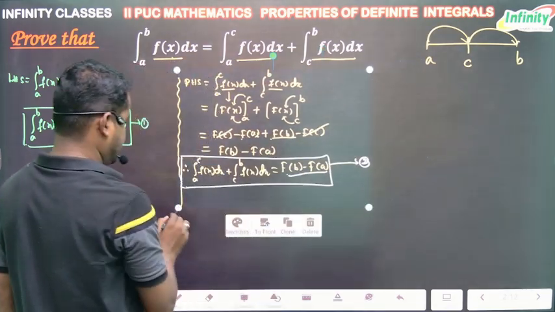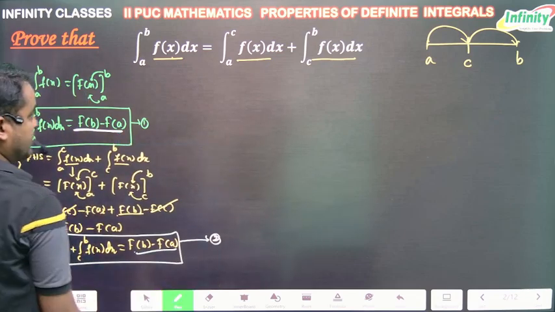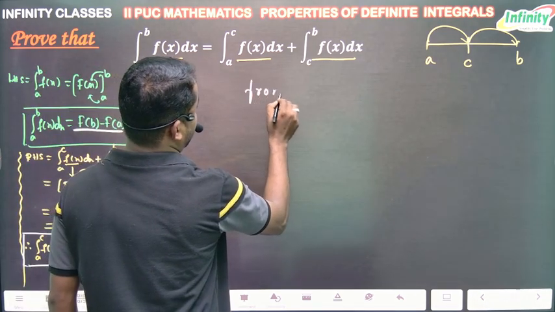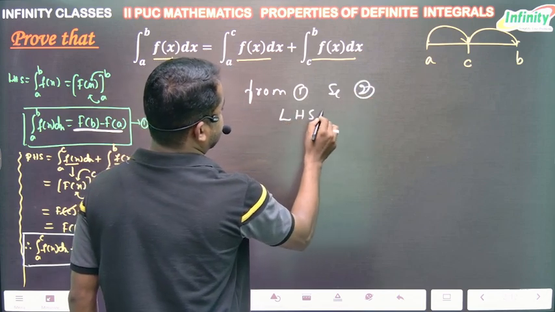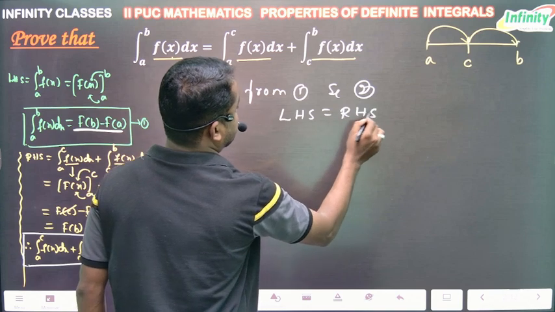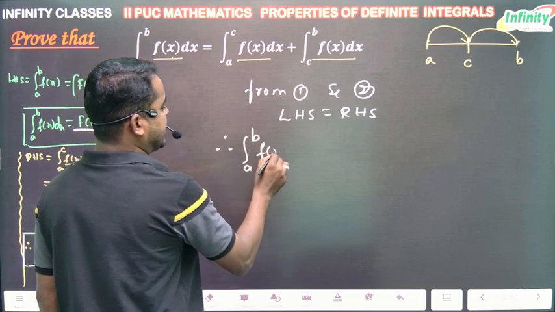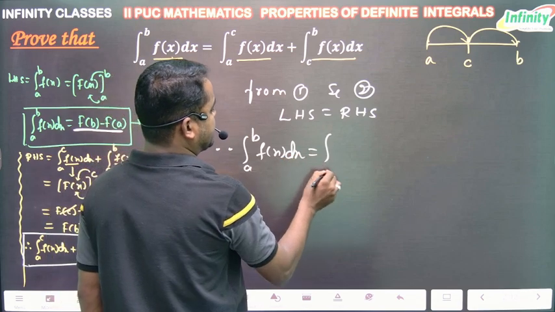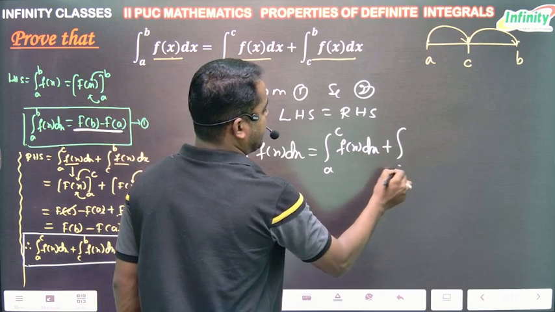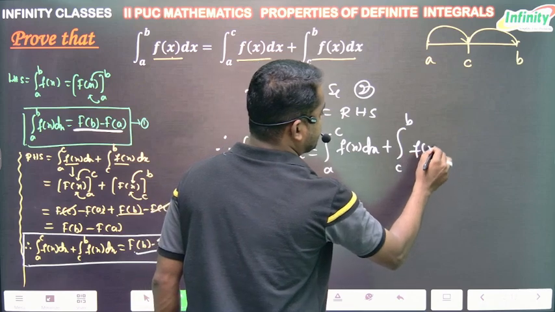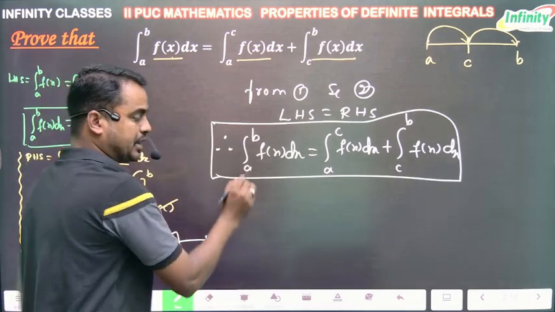From 1 and 2, LHS equal to what? RHS. Therefore, integration of a to b f of x dx is equal to integration of a to c f of x dx plus c to b f of x dx. Hence the proof of the property. In this manner we have to prove the property.